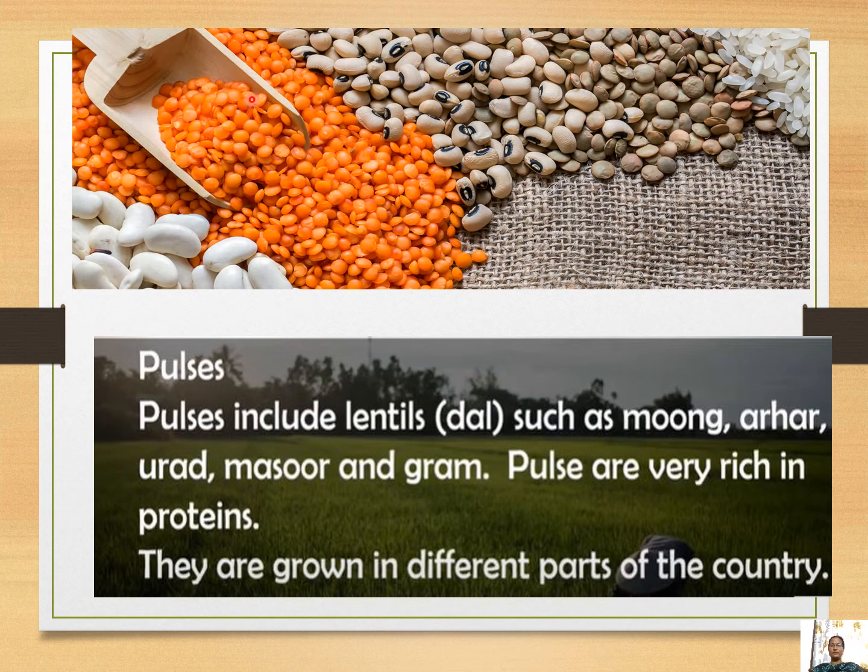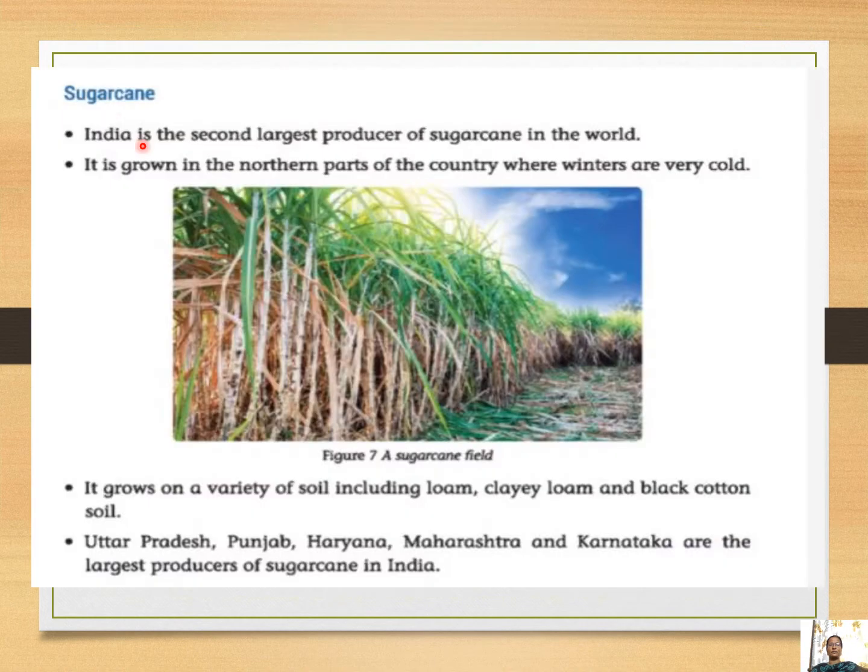Pulses are the edible seeds of various crops. Pulses include lentils such as moong, arhar, urad, masoor and gram. Pulses are very rich in proteins. They are grown in different parts of the country. Madhya Pradesh, Rajasthan and Uttar Pradesh are the top states producing pulses in India. Pulses can be grown in all types of soil. India is the largest producer and consumer of pulses.